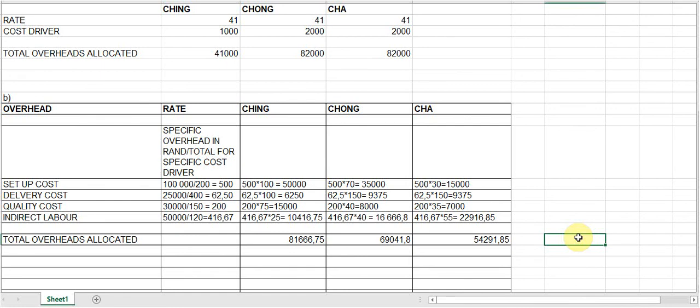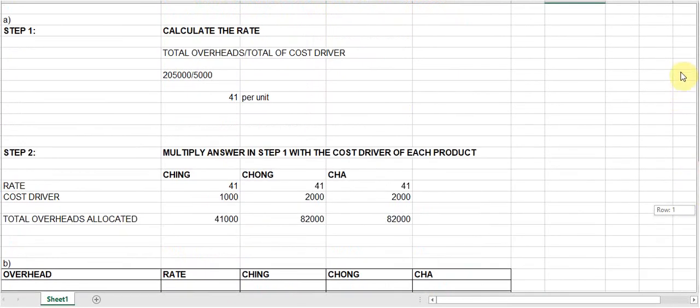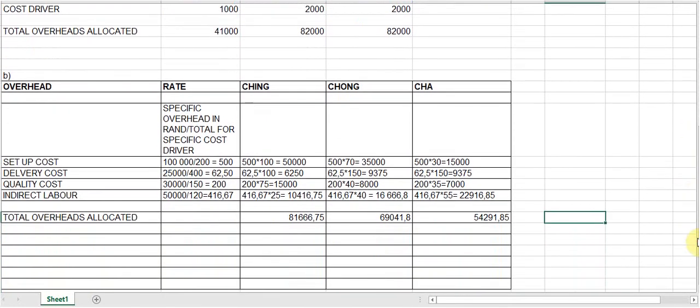I hope that you have enjoyed this question. I think it was quite interesting, especially with having traditional and ABC costing together with three products. Again, you need to keep your mind together. It's really not as difficult. You just need to apply the necessary steps.